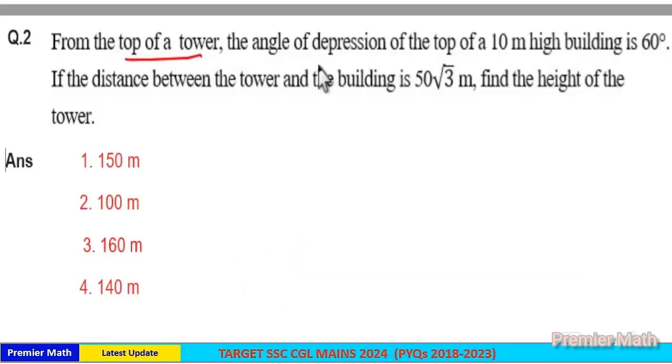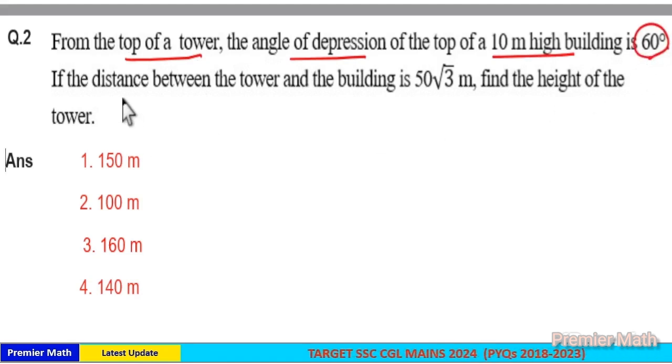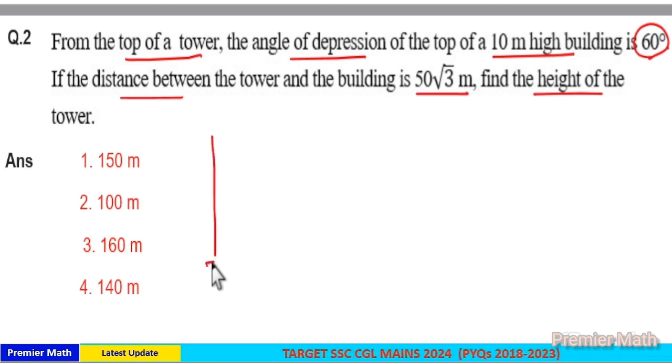From the top of a tower, the angle of depression of the top of a 10-meter high building is 60 degrees. If the distance between the tower and the building is 50 root 3 meter, find the height of the tower. Here this is the height of the tower, and this is the height of the building. Height of the building is 10 meter.